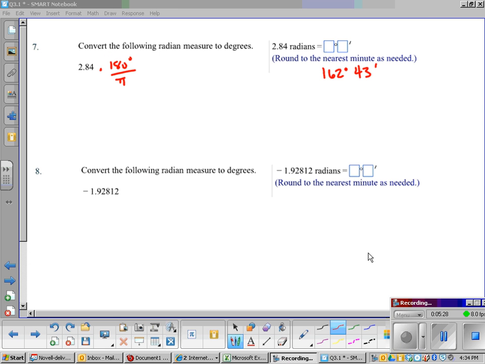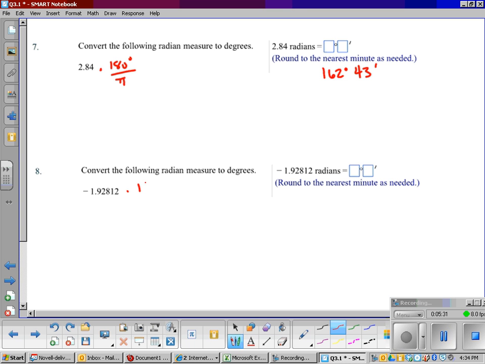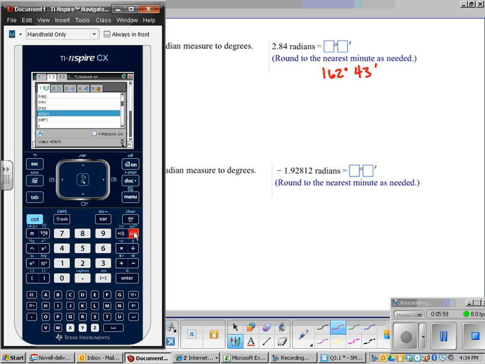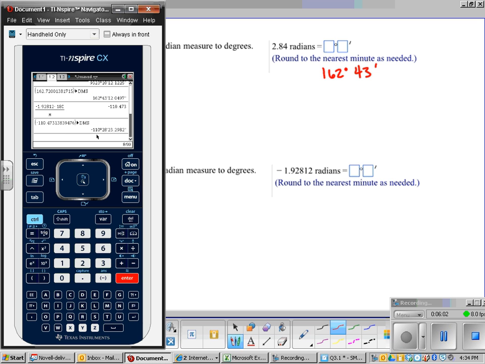And the next problem is worked in a very similar way. So I'm going to multiply by 180 divided by pi. I'm going to take that to the calculator. I get decimal degrees here, so I go and do the conversion to DMS. And I get negative 110 degrees and 28 minutes, 23 seconds. It's going to round down. You would round up if your seconds was 30 or bigger.